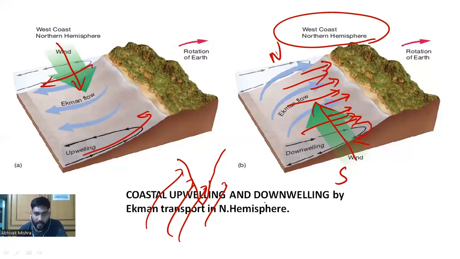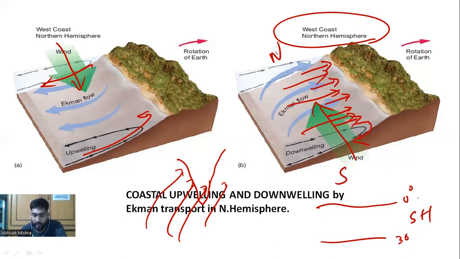Now your task is to practice what will happen in the southern hemisphere in the western coast and the southern hemisphere in the eastern coast. Suppose this is 0 degree latitude, this is the southern hemisphere, and in the southern hemisphere, let's say this is 30 degree south latitude, so the southeast trade wind is flowing. So let's say this is the Australian continent. Let's say this is Australia. Okay, so what will happen in the western coast of Australia? What will happen in the eastern coast of Australia?